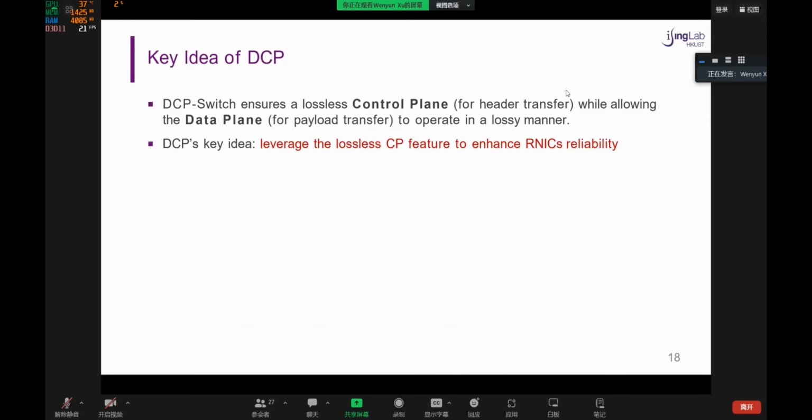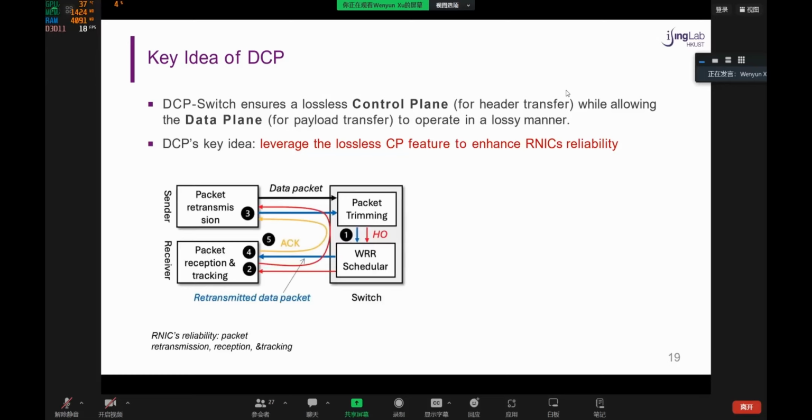The paper proposed DCP, a transport architecture consisting of DCP RNIC and DCP switch. Conceptually, DCP defines the data plane, DP for short, for payload transfer, and the control plane, CP for short, for header transfer. While lossless RDMA ensures that both DP and CP are lossless via PFC, DCP switch only ensures a lossless CP while allowing the DP to operate in a lossy manner.